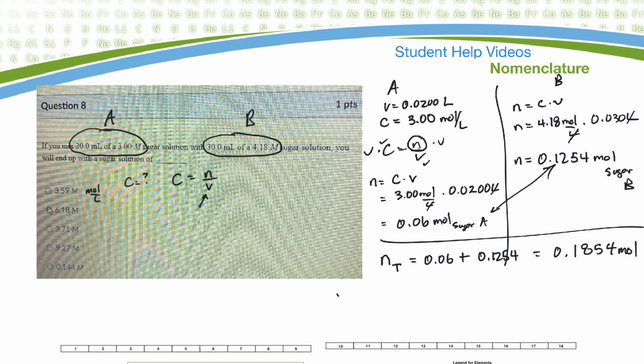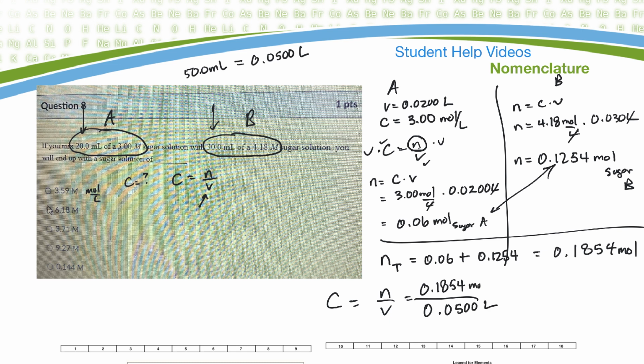And then to finish it off, I can use this formula. The moles is 0.1854. And if I mix the volumes, I have 20 with this one and 30 with this one, so that'll be 50 milliliters altogether, or 0.0500 liters. So I'll divide that by 0.0500 liters. This top thing is moles, so my end result will be moles per liter.